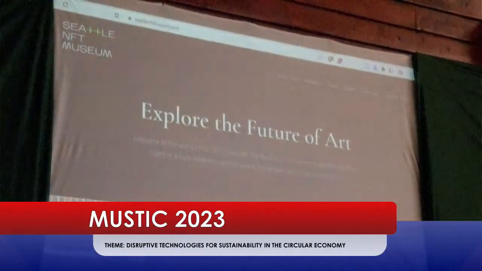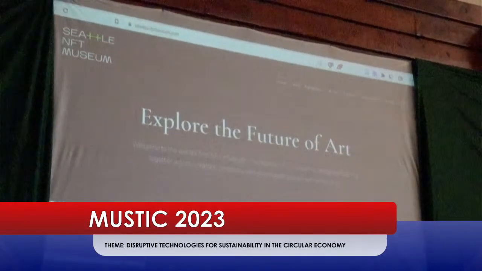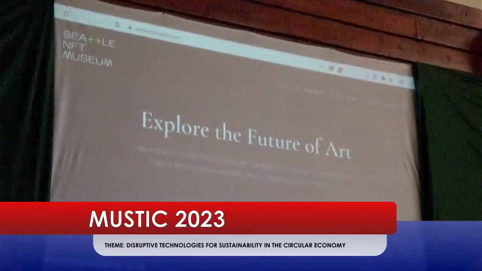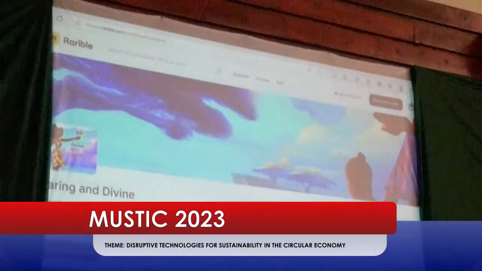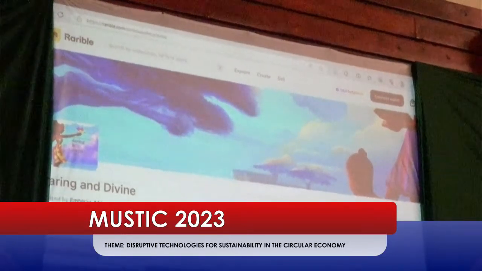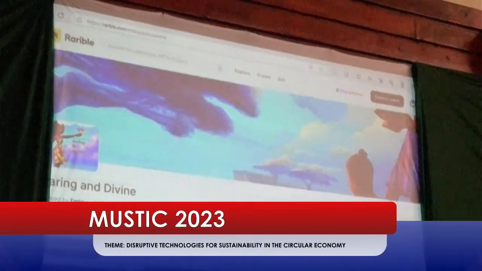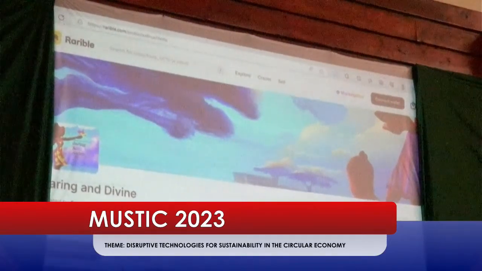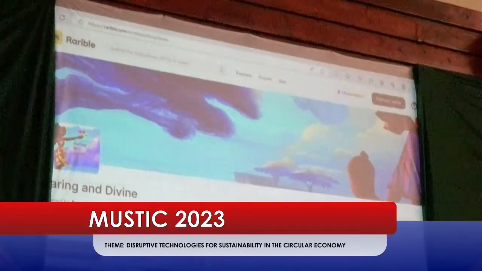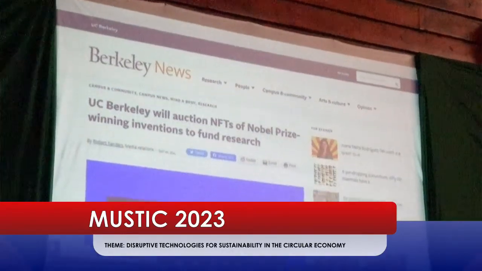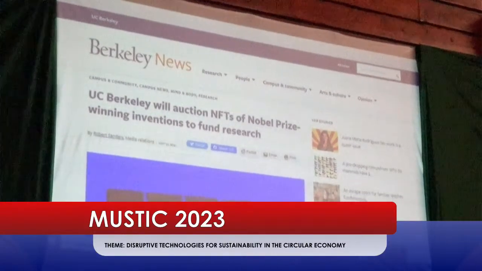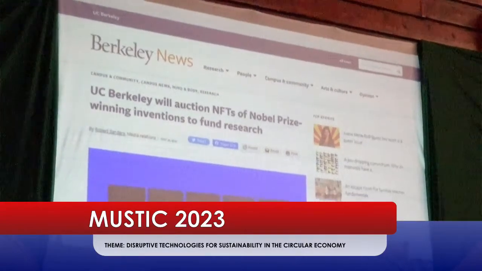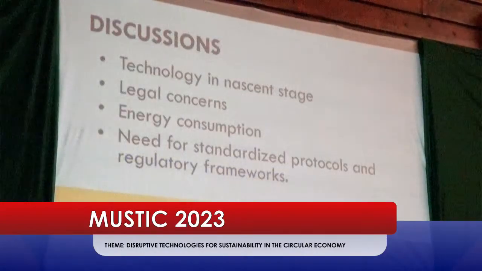This is museums that are already using non-fungible tokens to be able to do this. And this is my own exploration of this technology, whereby I use artificial intelligence to create a book called Daring and Divine. You can find it in the Amazon Kindle. And the images in the book are sold as NFT in a market called Rariboard. So you can check that out. So this is the news on Berkeley that's auctioning NFTs to be able to fund research. So these are novel uses or potential novel uses that we could borrow from and use in the library.